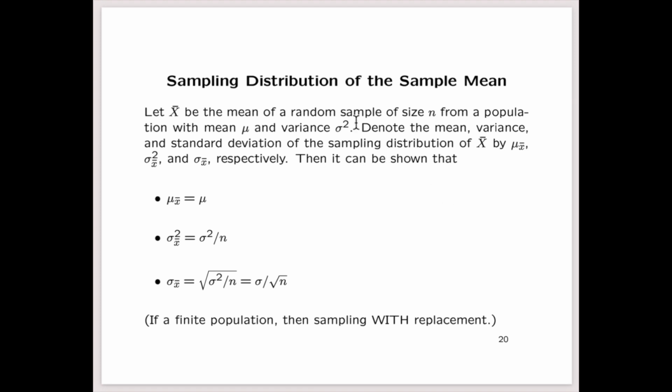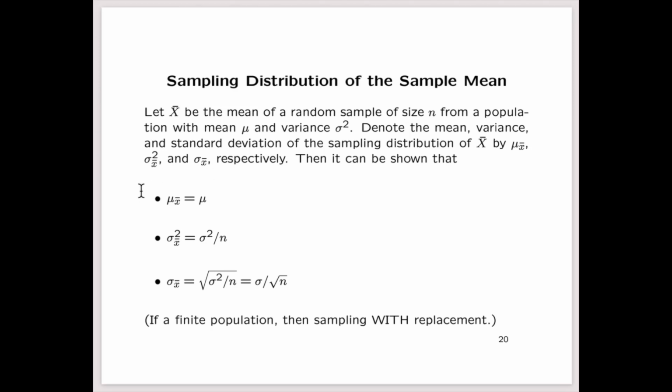So let's consider these general results involving the sampling distribution of the sample mean. Let X bar be the mean of a random sample of size little n from a population with mean mu and variance sigma squared. Denote the mean, the variance, and the standard deviation of the sampling distribution of X bar by mu sub X bar, sigma squared sub X bar, and sigma sub X bar respectively. Then it can be shown, we're not going to prove these things, but we've demonstrated them in that example.